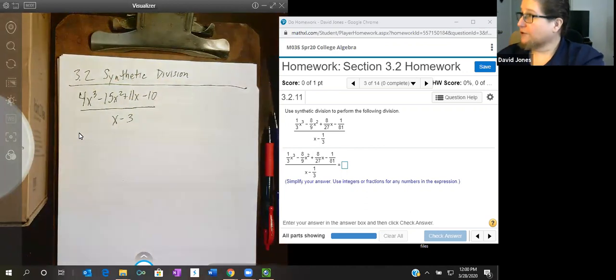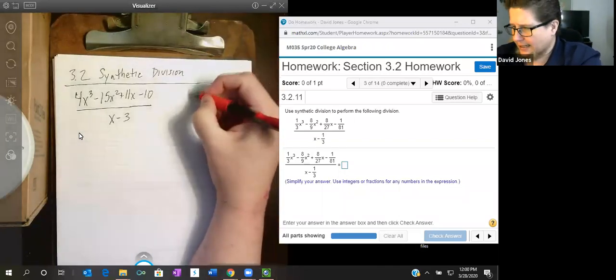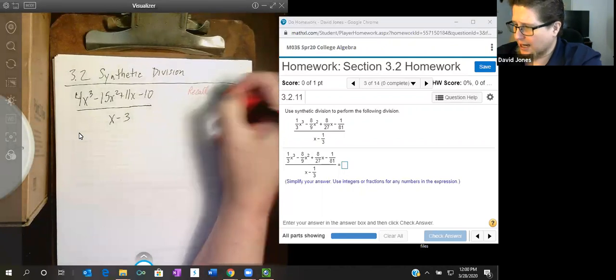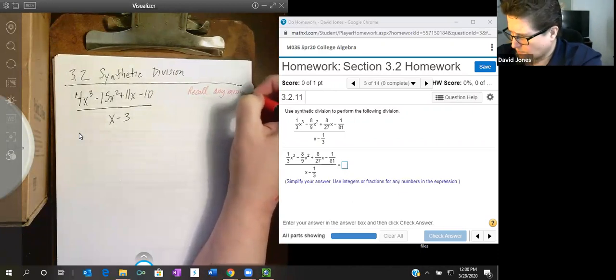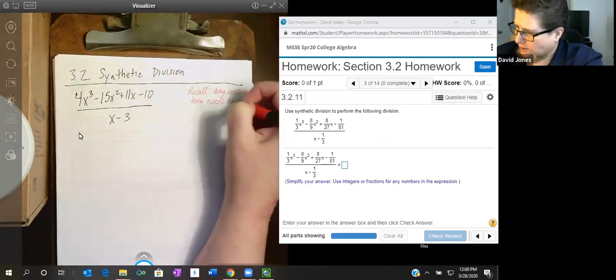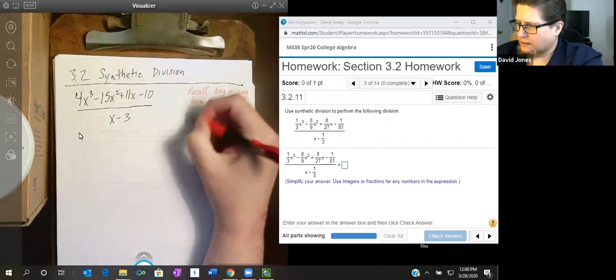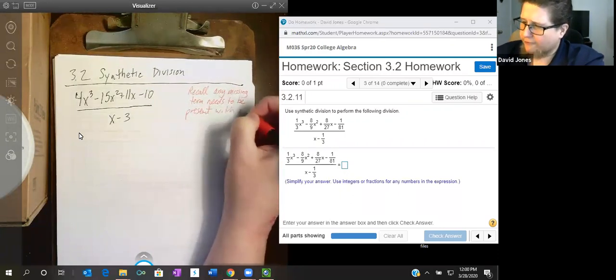Now, I'm sure many of you did not like doing this because it was a pain in the butt. I agree. Recall, we'll do an example in a little bit. Any term that's missing should be present with a coefficient of 0.